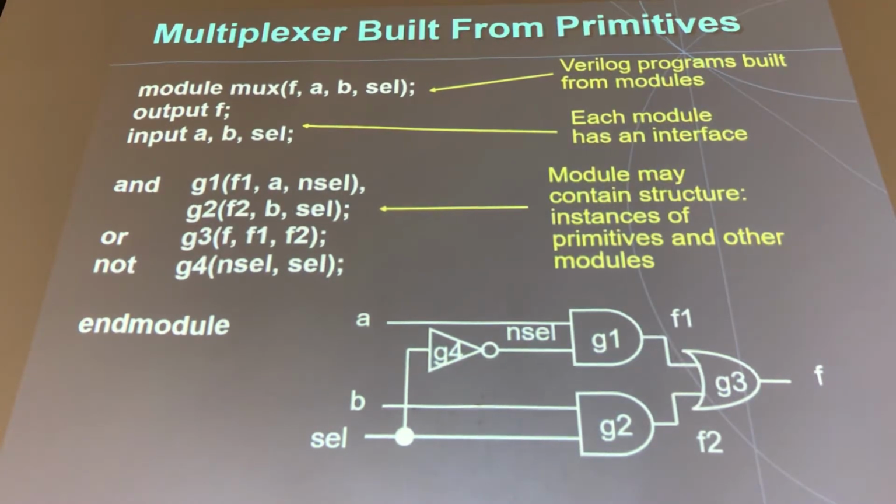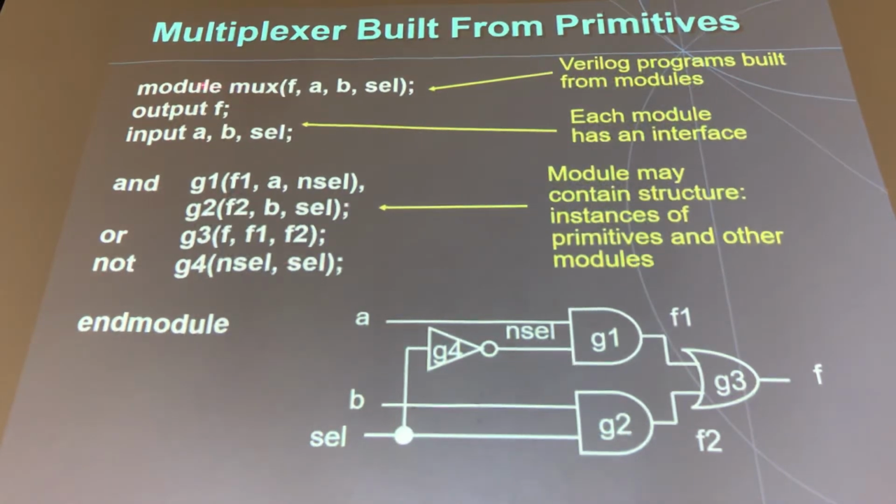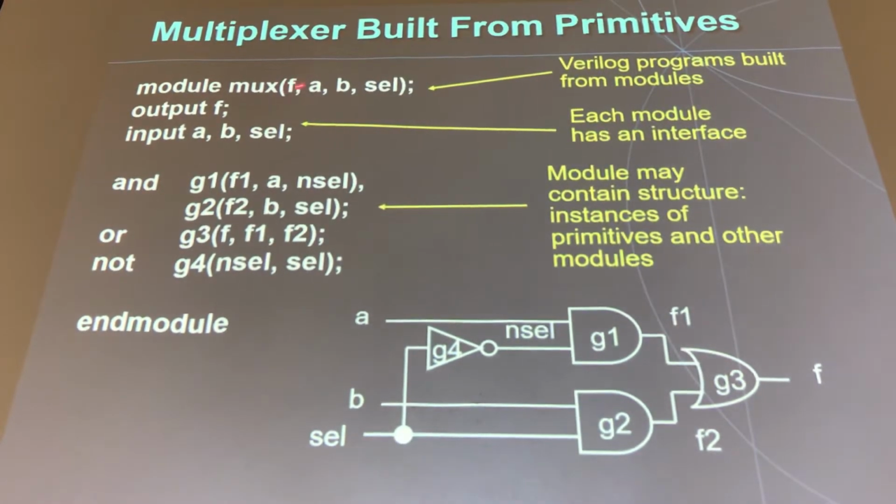A module is just like a function or procedure in the C language, describing what this module is doing. We declare that this module is called mux. Mux is the module type, then the module name. And like in C language, F, A, B, cell are parameters. Okay? Typically, the output signal is given first, and then the input signals. So F is output; A, B, cell are inputs.